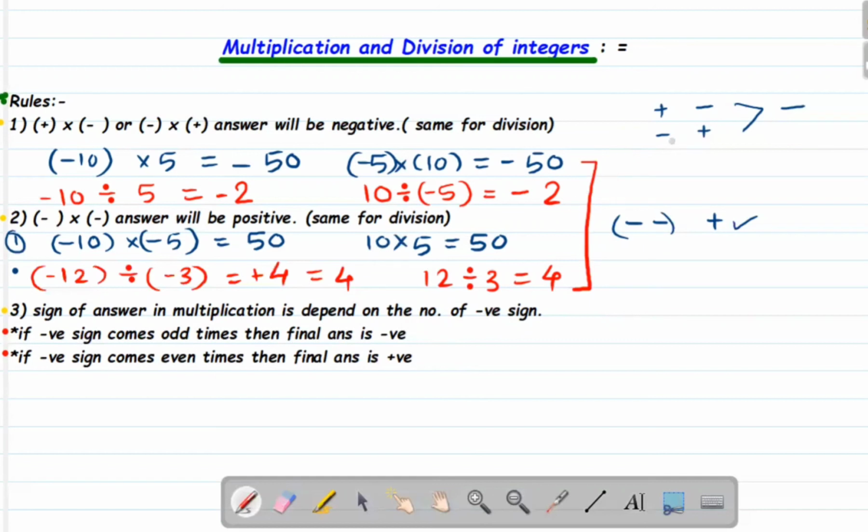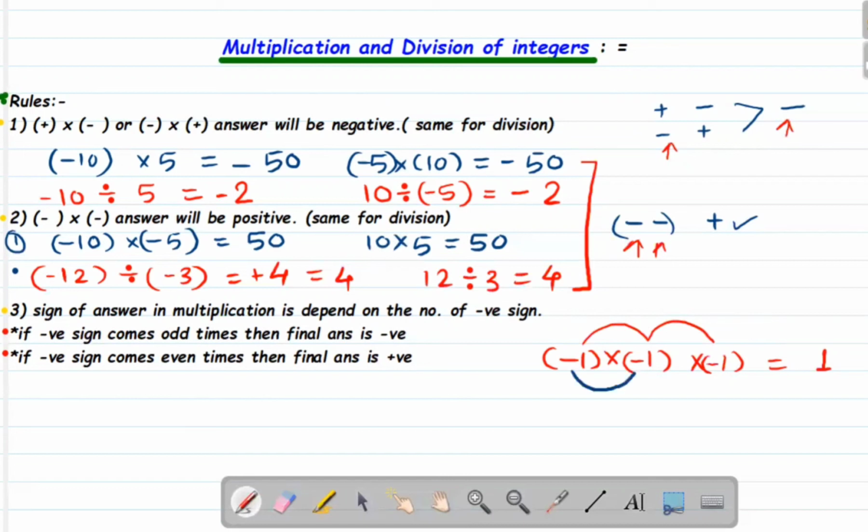Here one negative sign comes, so your final answer is negative. Here two negative signs come, so your final answer is positive. Means if the negative sign comes an odd number of times, right? For example, if I'm going to multiply -1 into -1 into -1. Okay, what will my answer be? 1 into 1 is 1. 1 into 1 is 1. Now I have to react the signs also. Signs are also going to react with each other.